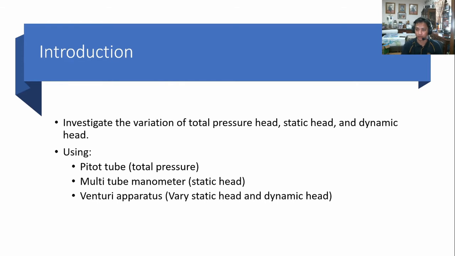In this experiment, we are investigating the variation of pressure head, static head, and dynamic head. The total pressure is measured by a pitot tube, while the static head is measured through the multi-tube manometer. The venturi apparatus is then used to vary the static head and dynamic head. The static head is measured at all 6 points of the venturi at any flow rate. The flow rate can be measured through the volumetric tank, and lastly, the fluid velocity at all 6 points of the venturi can be calculated through either the volumetric tank or the dynamic head.